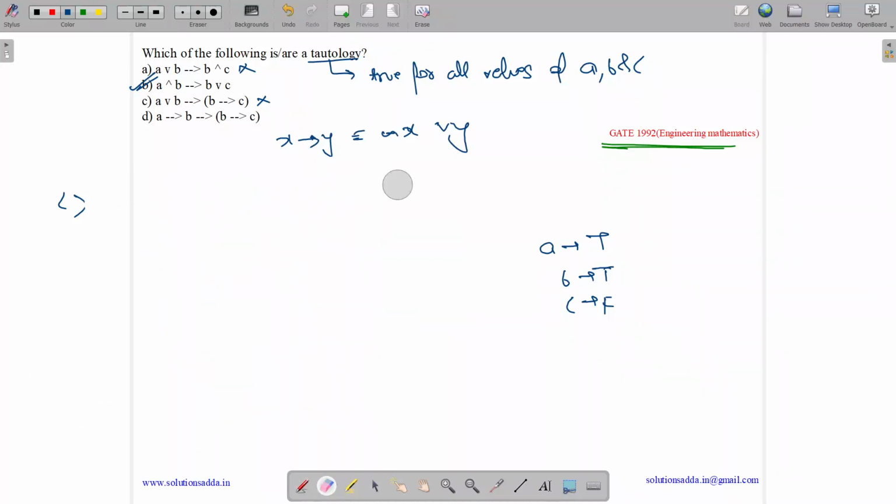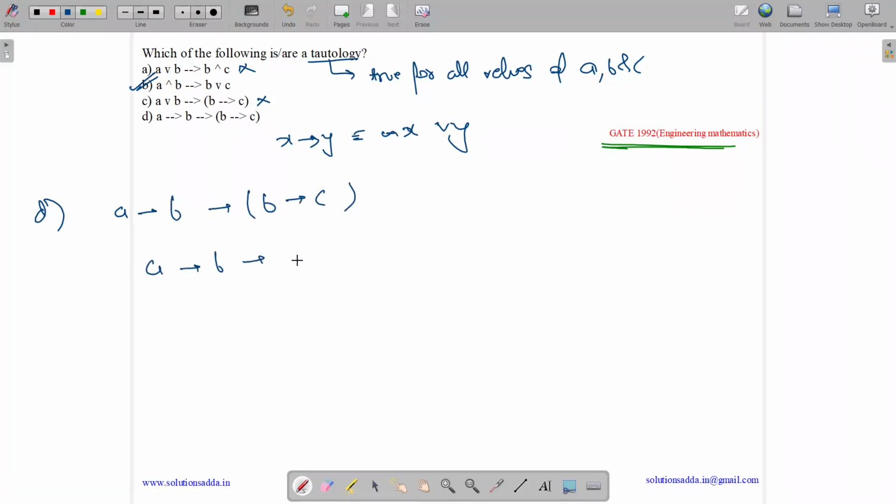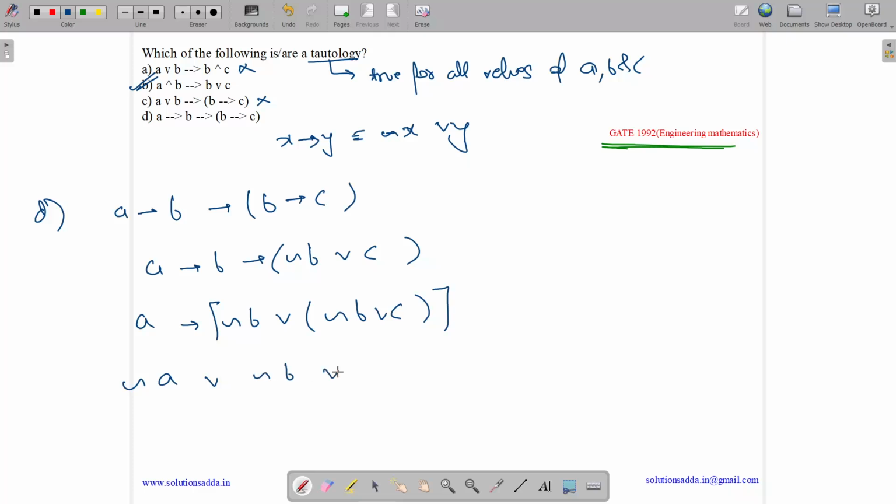Option D states, okay, so we have A implies B implies B implies C. Let us expand the last implication. So we get negation of B or C. Let us expand this implication now. We have A implies negation of B or negation of B or C. Okay. Now let us expand this implication. We get negation of A or negation of B or negation of B or C.